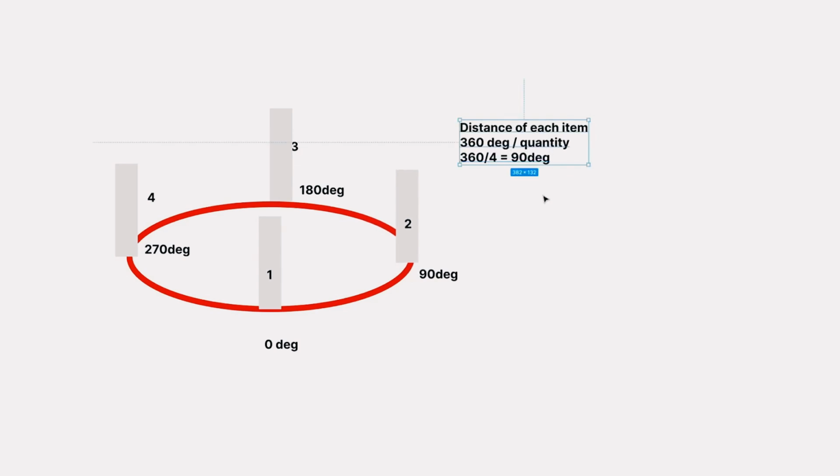So, the rotateY value of the item at a specific position will be calculated as follows. It will be equal to its position minus 1, then multiply by the distance of each item, which is 360 divided by the total number of items. It sounds a bit confusing, so let's try applying it to each specific item.